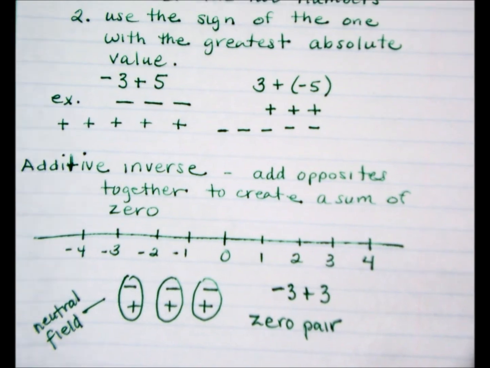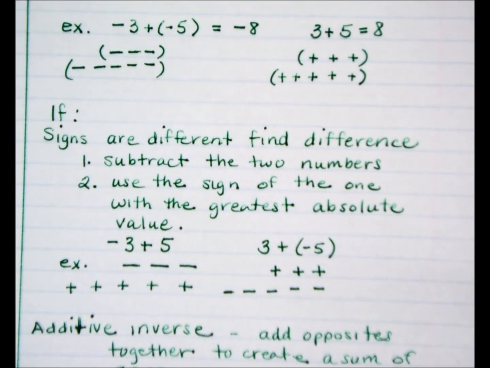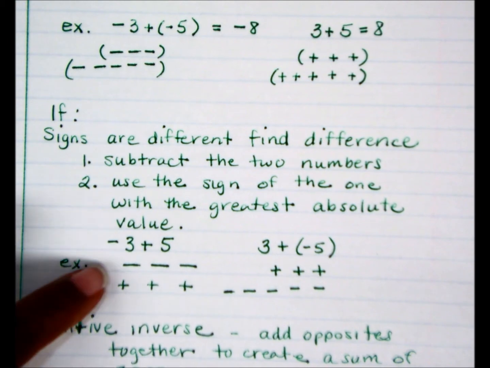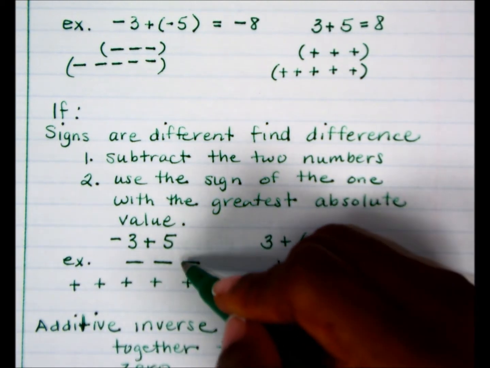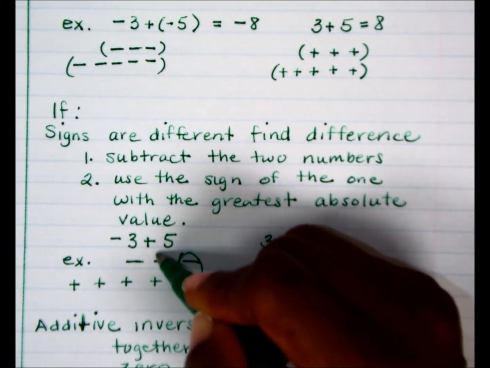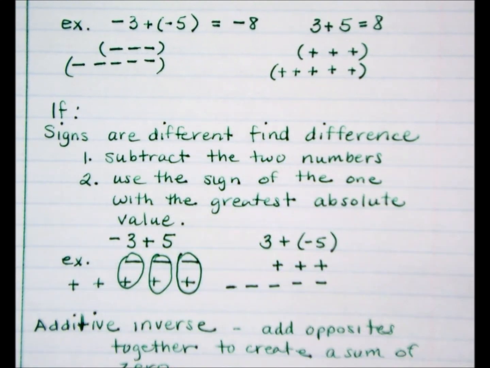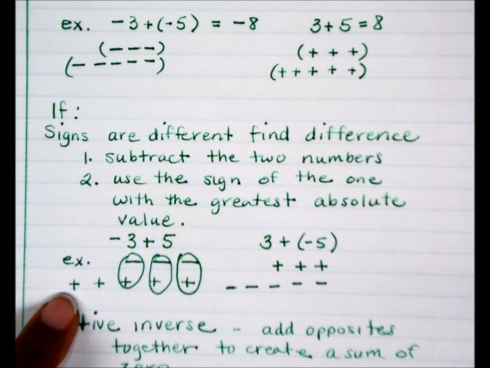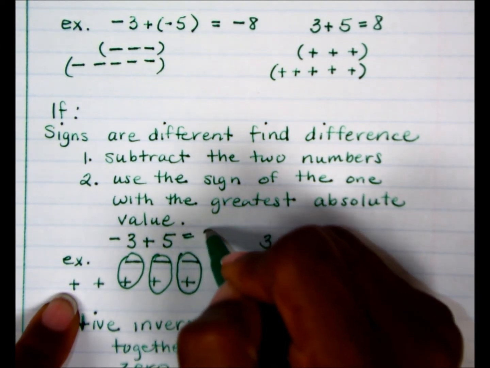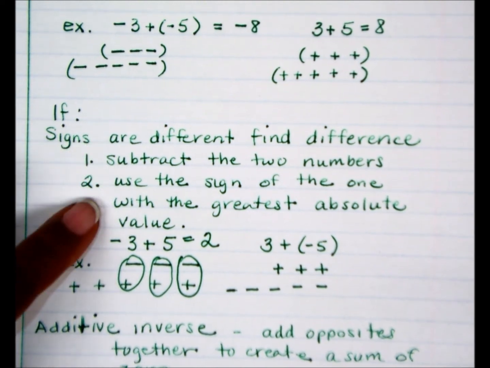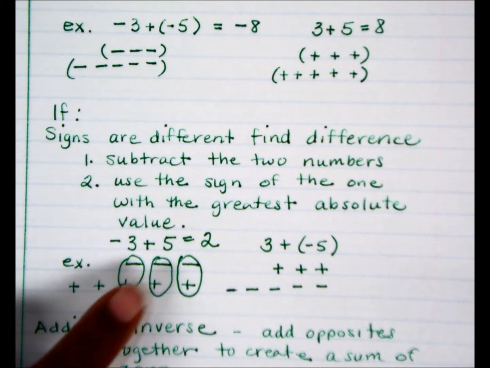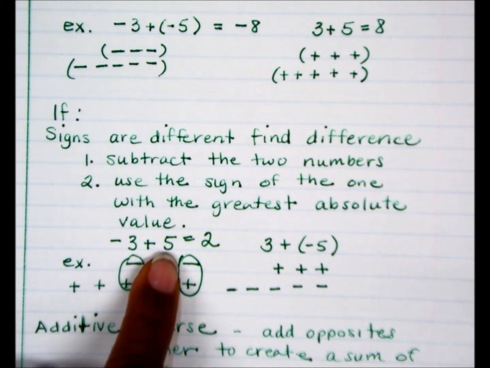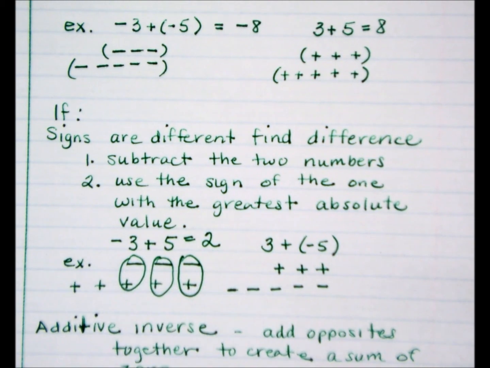Now let's go back up and use that in solving our problems here. All right, this says -3 plus 5. So I've written out 3 negatives and 5 positives. I'm going to create 0 fields. Here's one of them, here's another one, here's another one. So what do I have left over? I have left over 2 positives. So it equals 2. Now thinking about these rules, if I subtract 5 minus 3, I get 2. 5 has the greatest absolute value, so therefore it's a +2.